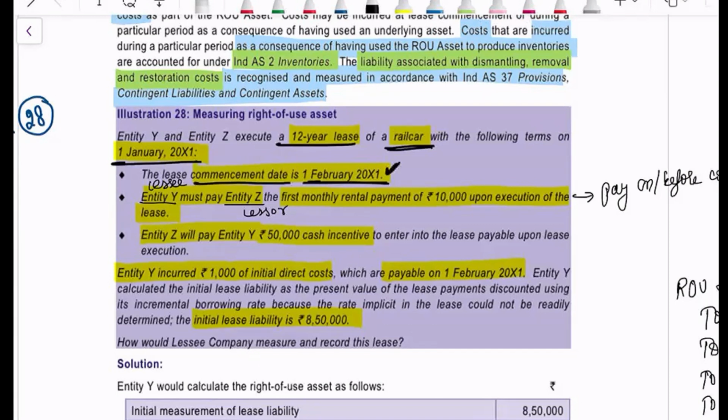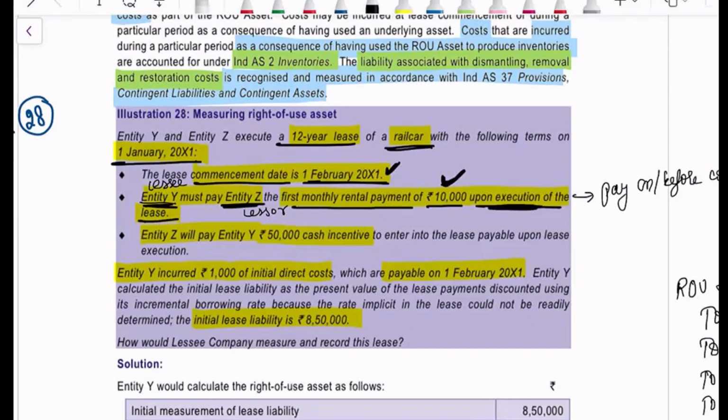Entity Y, which is the lessee, is going to pay entity Z, which is the lessor, the first monthly rental payment of 10,000 upon execution of the lease. So before the lease term is starting itself, they will make a lease payment of 10,000 upon execution. At the 0th year itself, they are going to make a rental payment of 10,000.